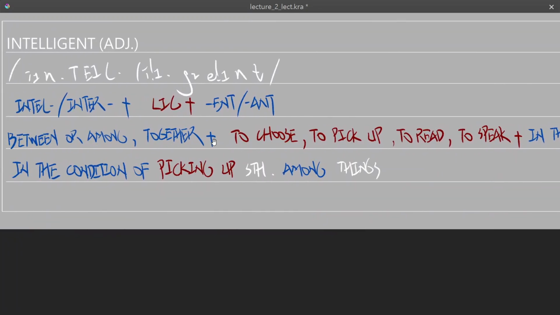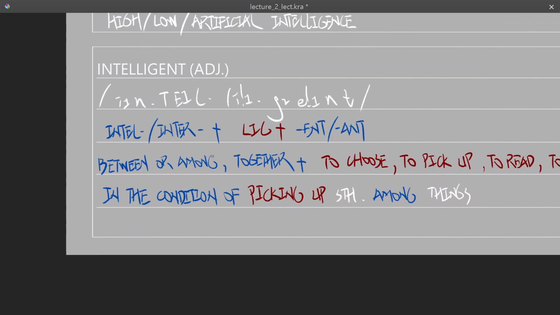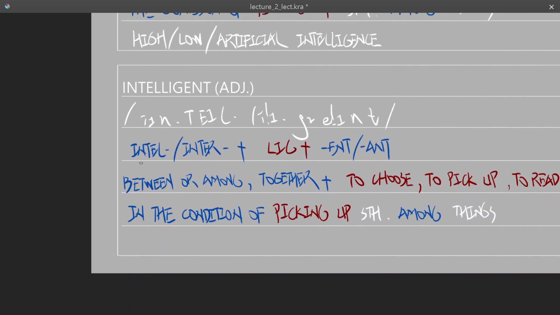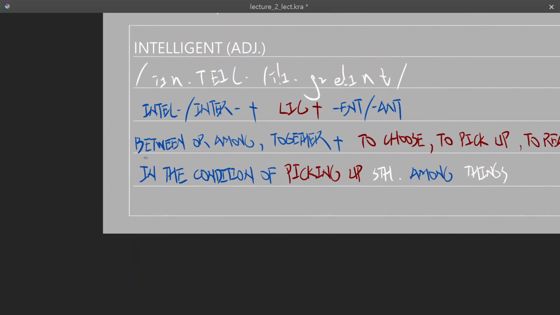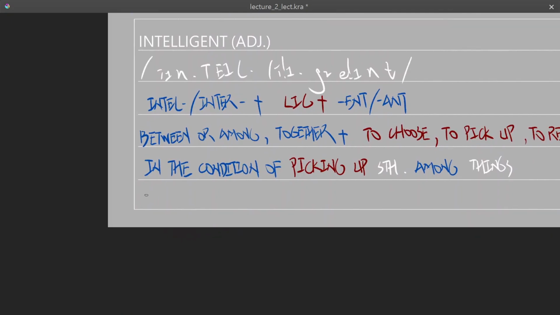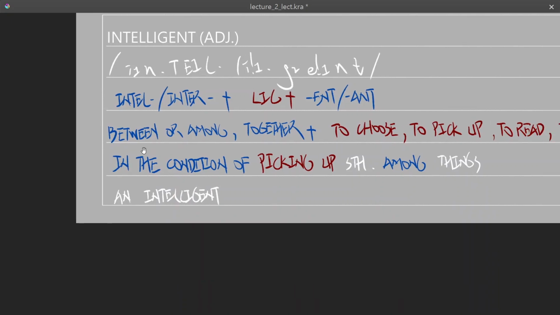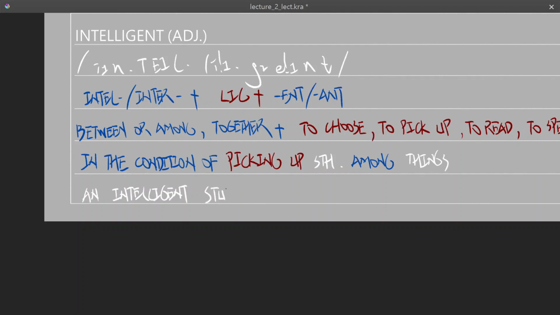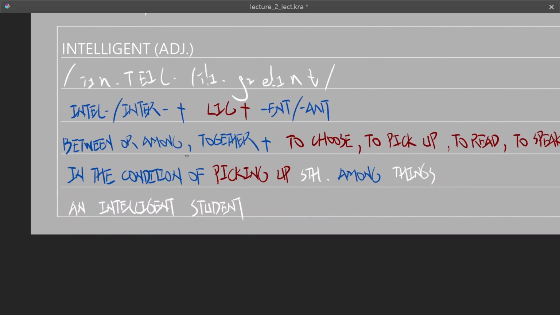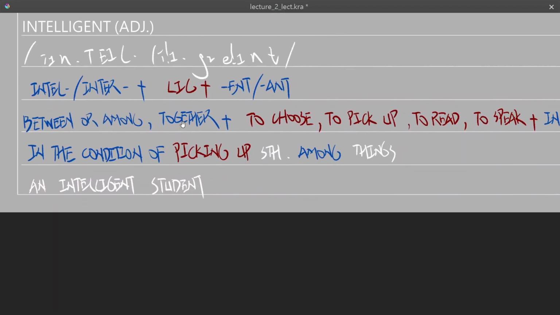Good. Then we have common collocations or common phrases, like to describe someone who is intelligent, an intelligent person, or for a student, we could say an intelligent student.